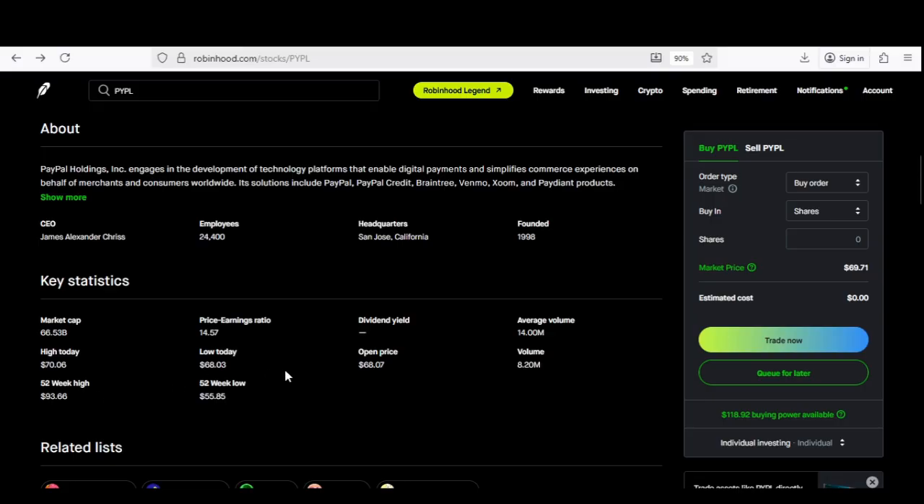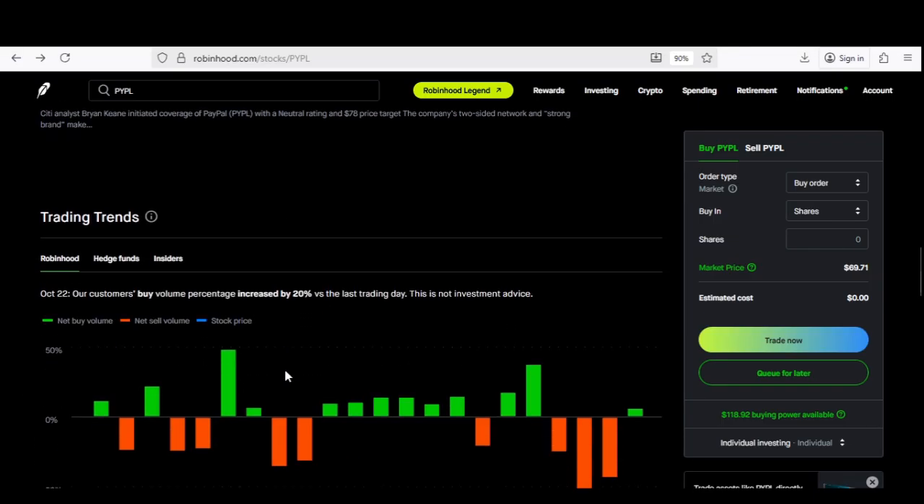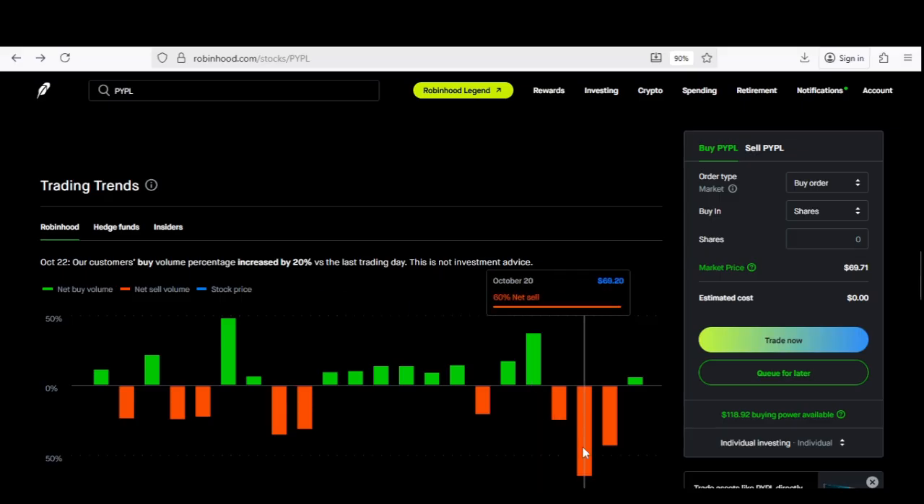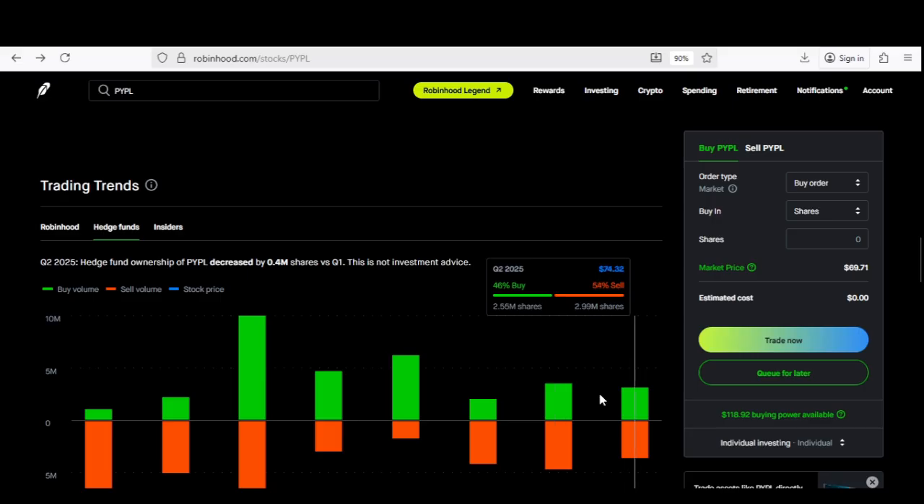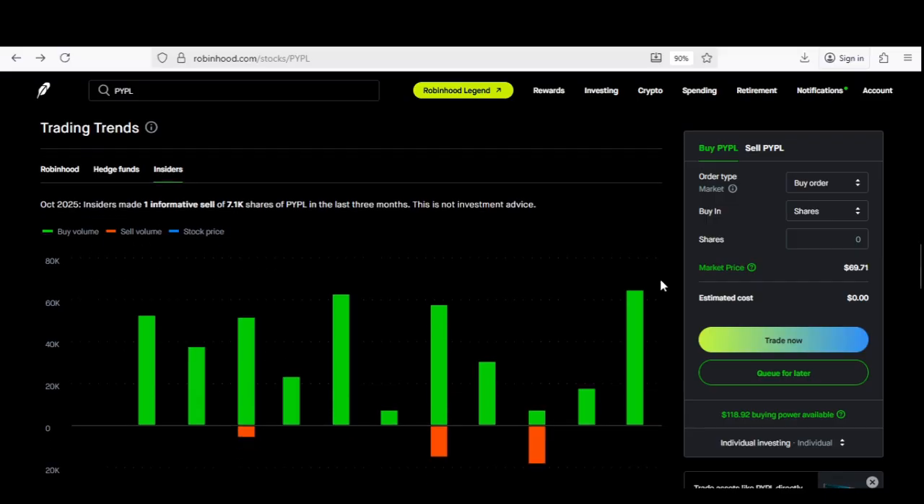Now, lastly, let's go all the way down to see what the investors are doing. Robinhood investors are kind of selling out of PayPal right now. And if we go over to the hedge funds, they are buying as well as selling in kind of the same amount. However, if you go to the insiders, you get a better view. The insiders have been buying up this stock like crazy. So the insiders know something that we do not know. They are in the company, they are management, they're employees, so they have more information than we do. So I tend to follow what insiders are doing more than anything else.